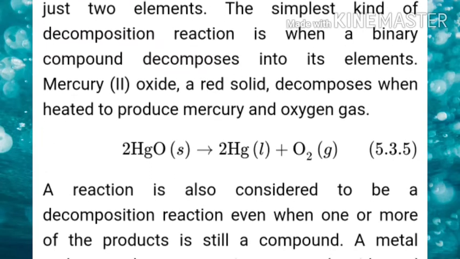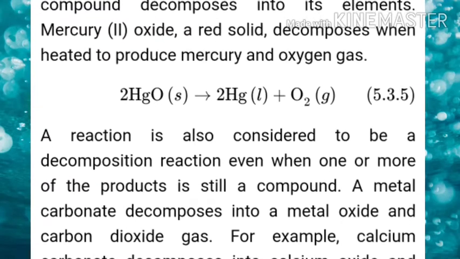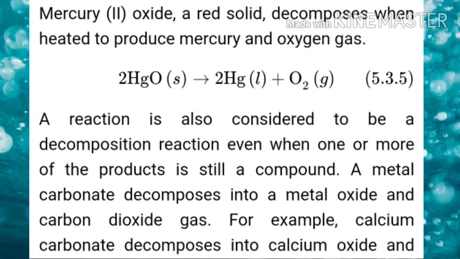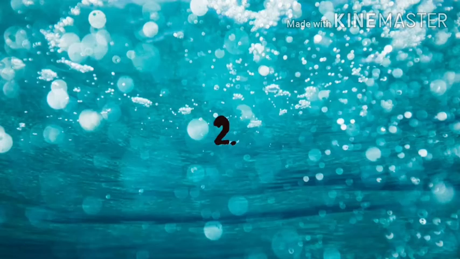The simplest kind of decomposition reaction is when a binary compound decomposes into its elements. Mercury oxide, a red solid, decomposes when heated to produce mercury and oxygen gases. Here you can see 2HgO gives us 2Hg plus O2. Second reaction you can see, that is CaCO3 which is in solid state, which gives us CaO solid, and second CO2 which is gas. Metal hydroxides decompose on heating to yield the metal oxide and water. The reaction you can see gives sodium oxide and water.